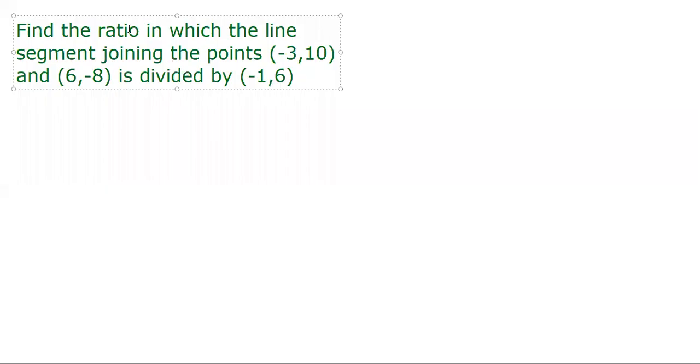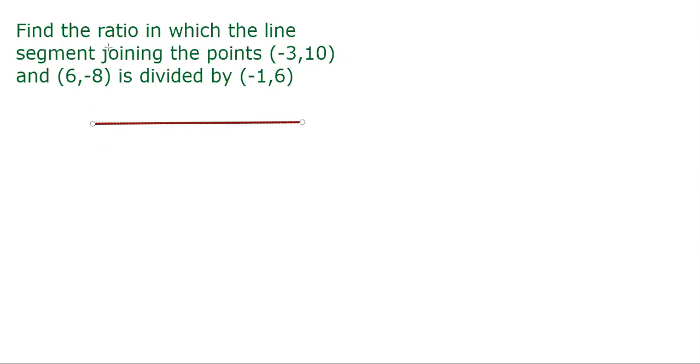So this is our next question. In this question, we need to find the ratio in which the line segment joining the points (-3, 10) and (6, -8) is divided by (-1, 6). The point of division is already given in the question. We can represent the situation as follows.